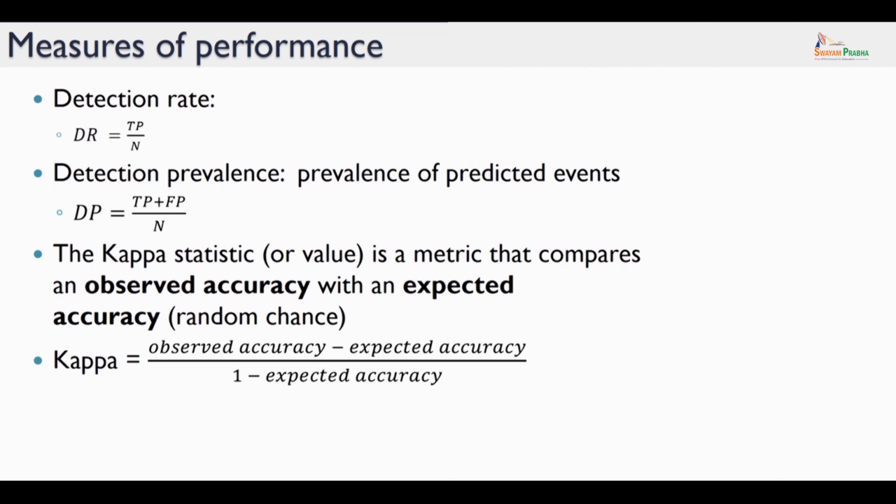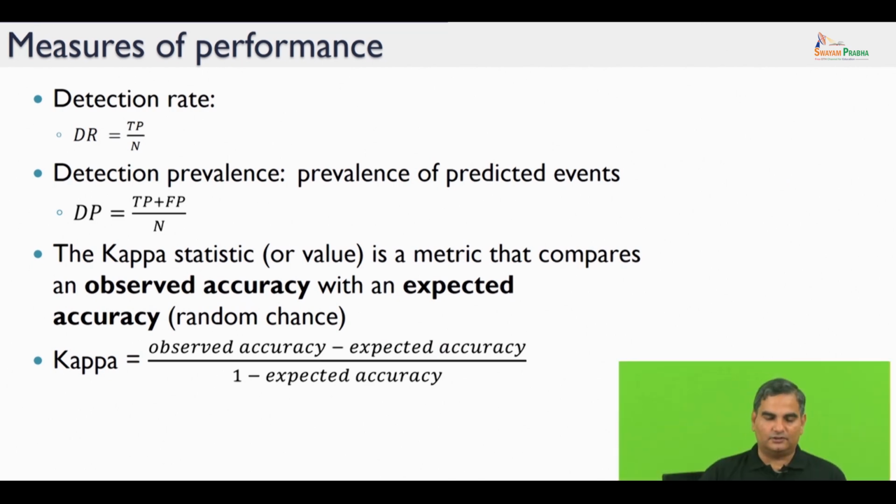Then there is something called a detection rate, which is defined as true positives divided by the total number of samples, and detection prevalence, which is true positive plus false positive divided by n. So, these are easy to calculate, and there are interpretations for this.